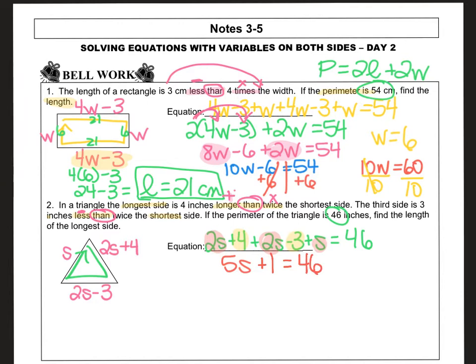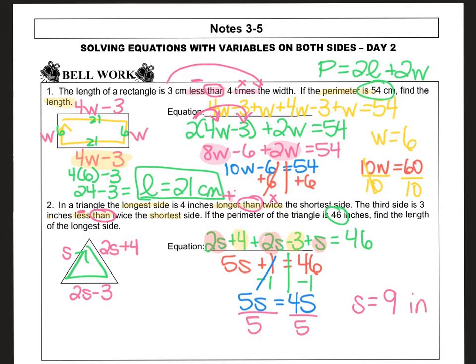Now we're down to our two-step equation. We want s by itself. We're going to subtract 1. We are left with 5s equals 45. We're going to divide each side by 5. And we get s equals 9 inches.